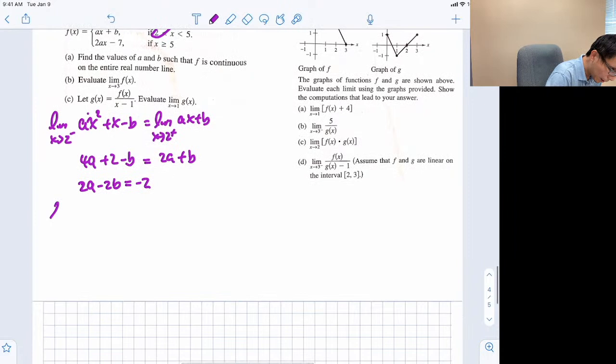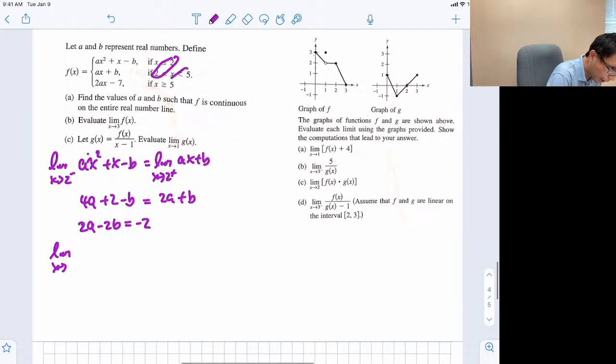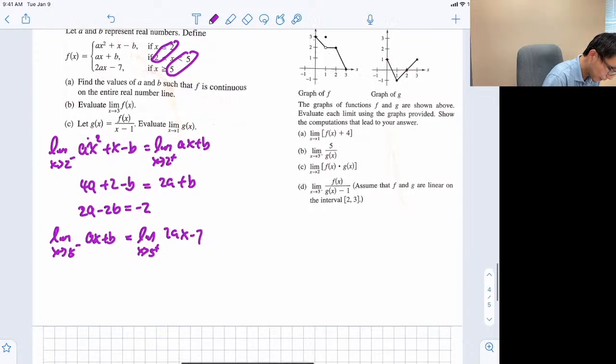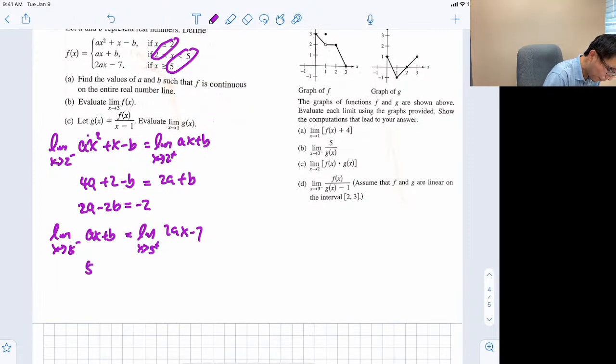Good. Now I'm going to approach 5. The limit as x approaches 5 on the left is ax plus b, equal to the limit as x approaches 5 on the right of 2ax minus 7. So 5a plus b is equal to 5 times 2, which is 10a minus 7.